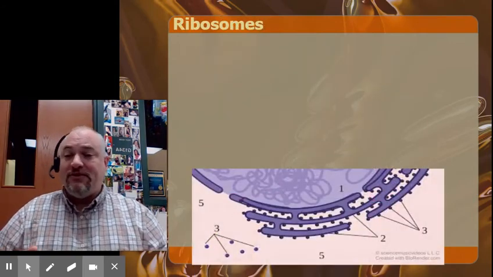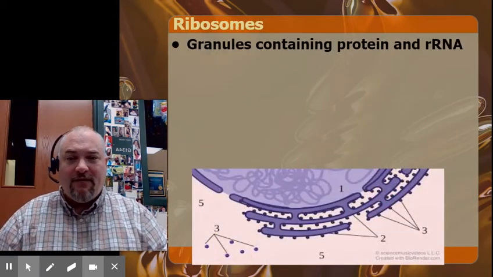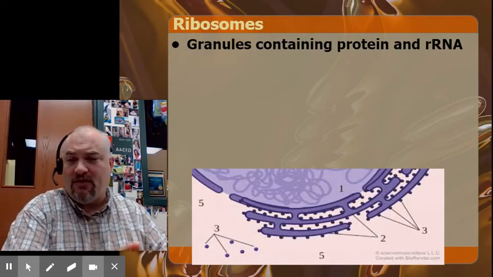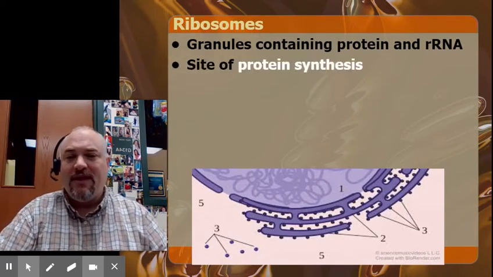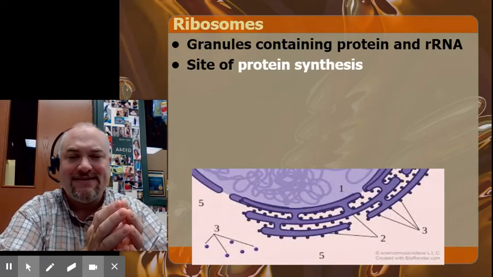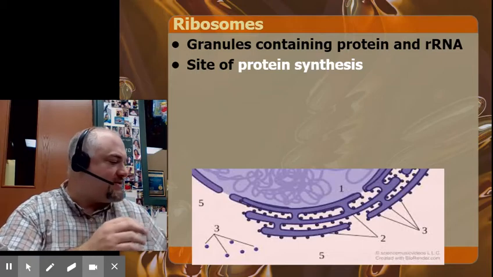All right, ribosomes. These are little granules. They have protein and rRNA, or ribosomal RNA, that makes them up. And the main thing you've got to remember with ribosomes is they're the site of protein synthesis. This is where we make proteins.